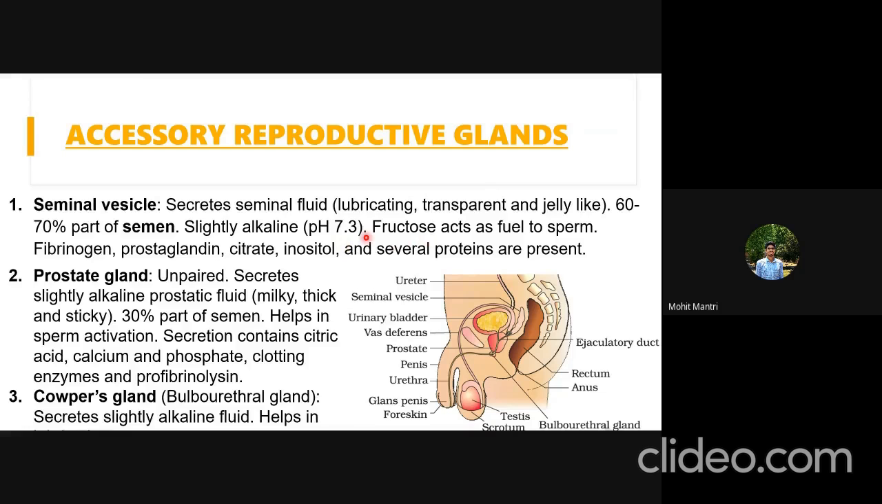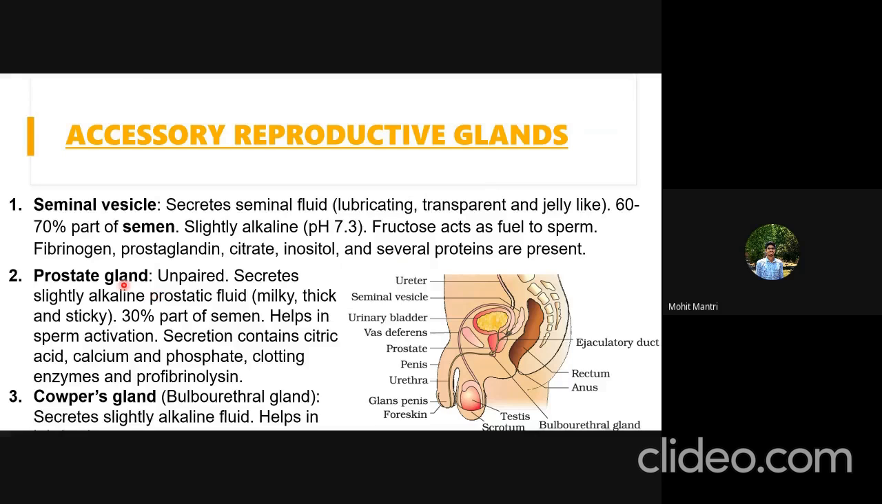Now, apart from fructose, there are some other compounds present in the seminal fluid, which include fibrinogen, prostaglandin, citrate, inositol, and several other proteins. Now, the function of prostaglandin is that it stimulates the cervix to undergo peristaltic movement and take up more and more sperm towards the fallopian tube.